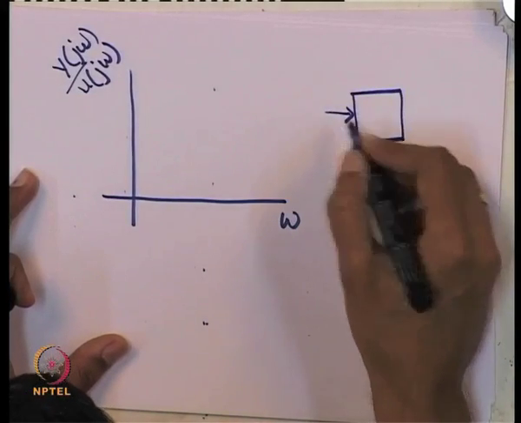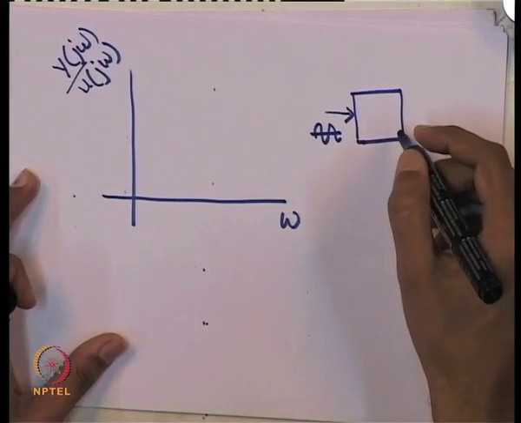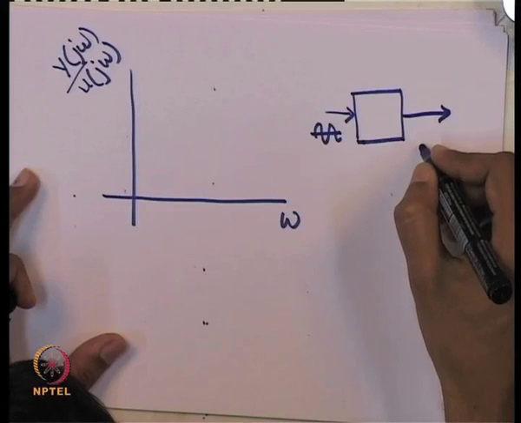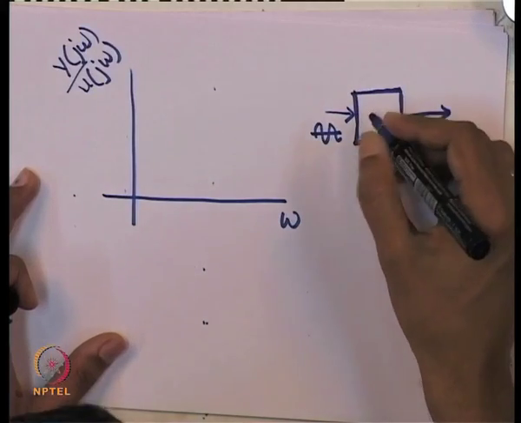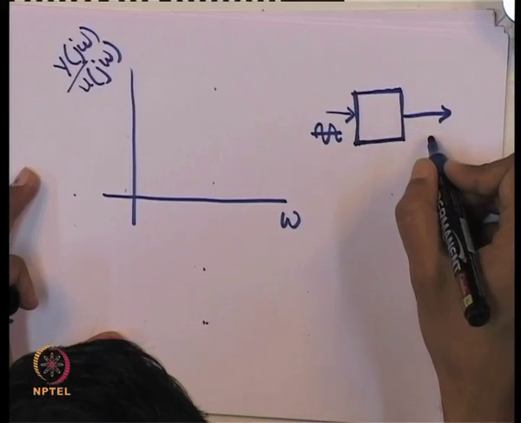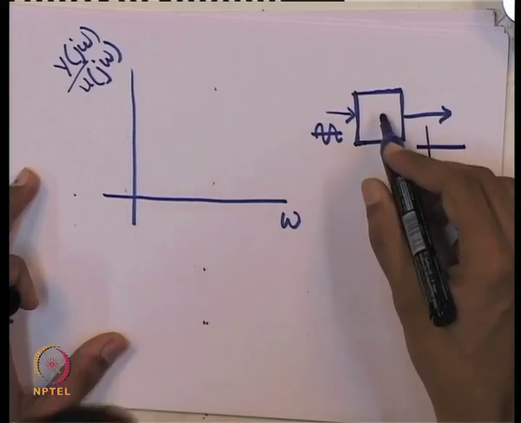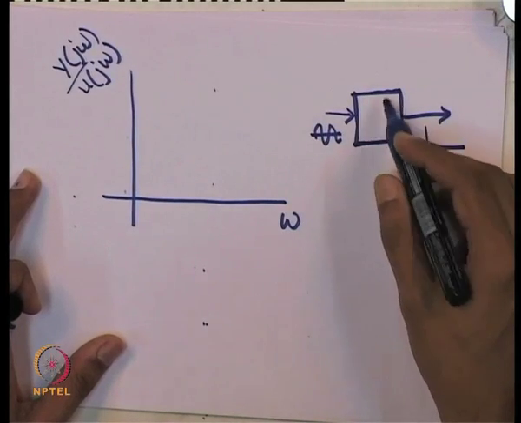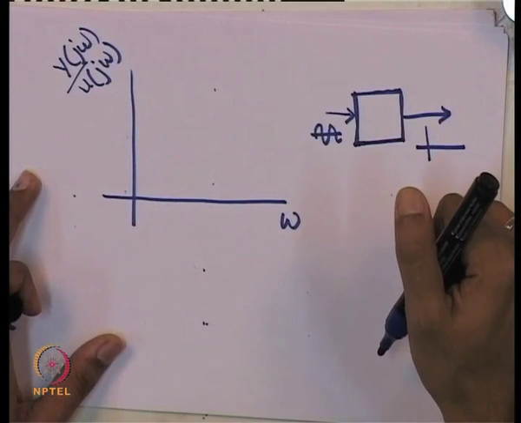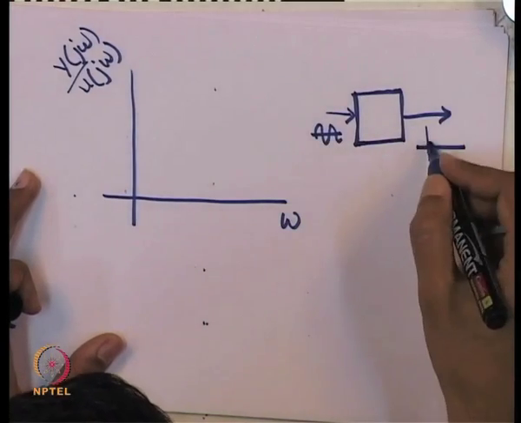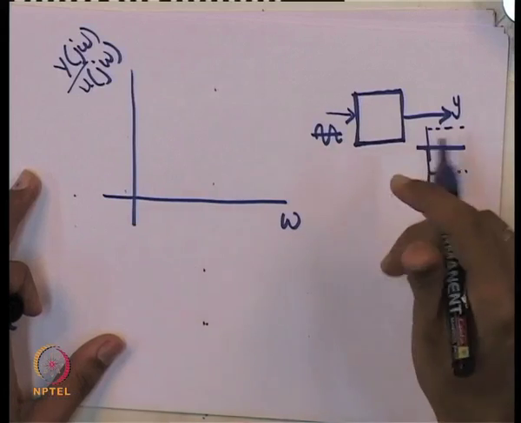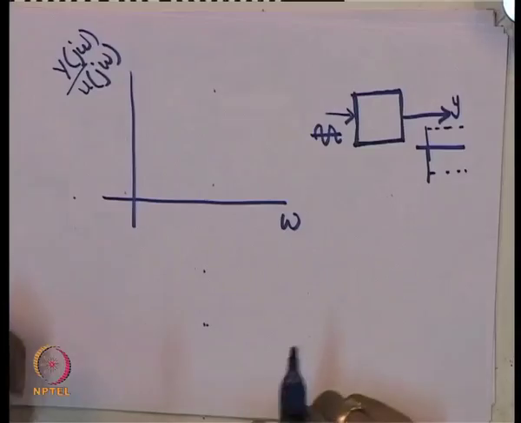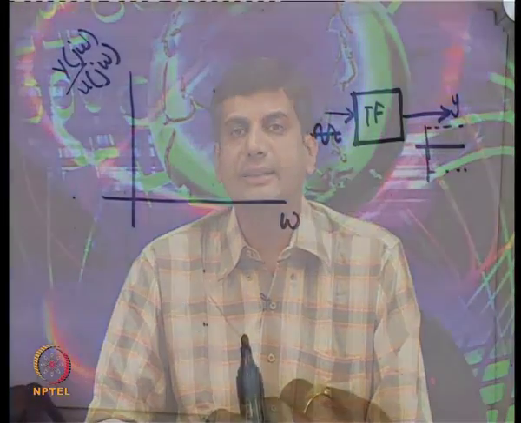You take this block, feed it by inputs of varying frequency. In steady state, if it's a stable system, that is, it's associated with a state space whose eigenvalues are on the left hand side of the imaginary axis, then the output will also be a sine wave, but its magnitude would have changed and it can also have some phase shift. So, you take any transfer function, this is how you would measure the steady state frequency response.